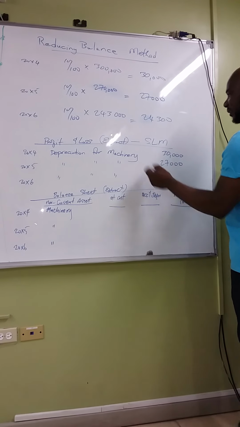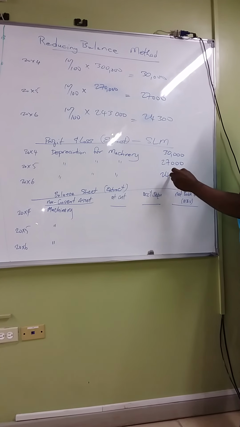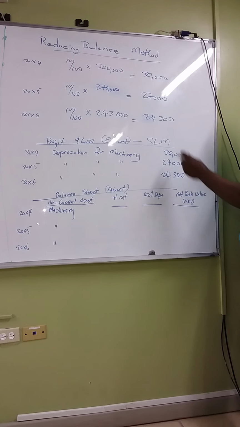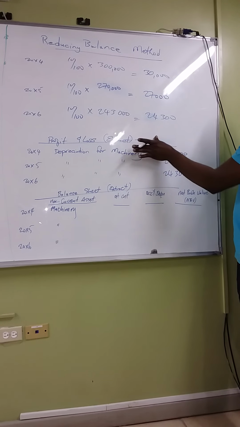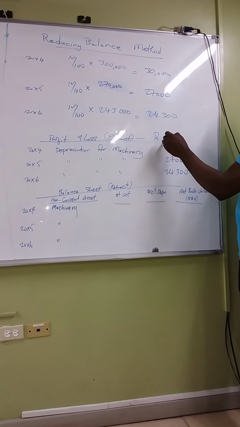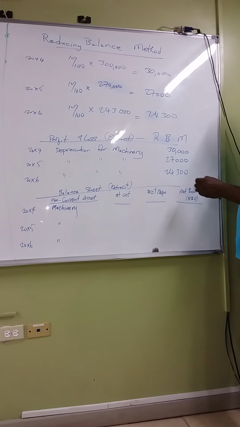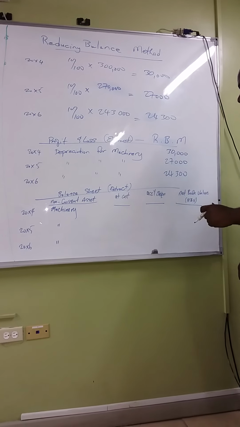So in 2006, the depreciation charge is 24,300 using the reducing balance method. So we're using the reducing balance method now.